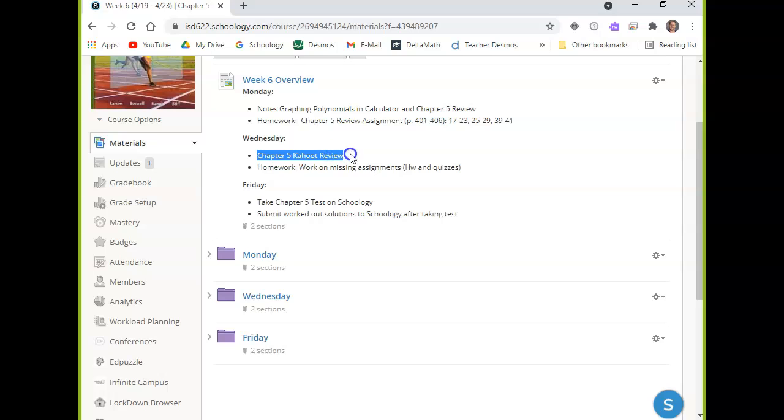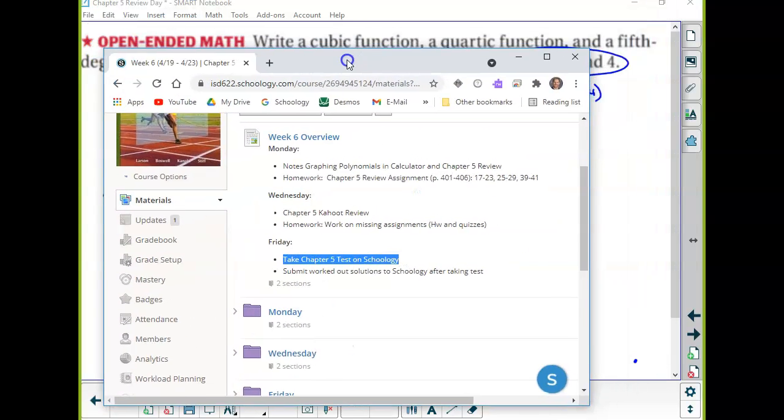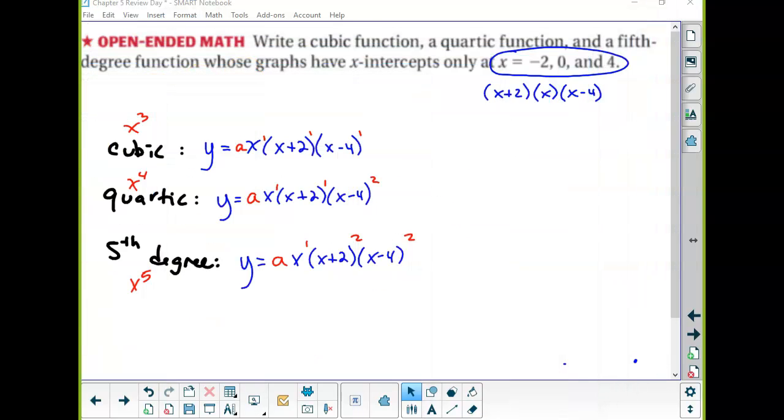Wednesday, we're going to do a Kahoot, and then look at your homework for Wednesday. Get caught up. Turn in any missing work, finish the review, study for the test, because on Friday, we have our Chapter 5 test, and it will be in Schoology. Okay? If you've done well on the last 2 quizzes, you could probably take this test today and do very well. So hopefully that will give you some confidence.